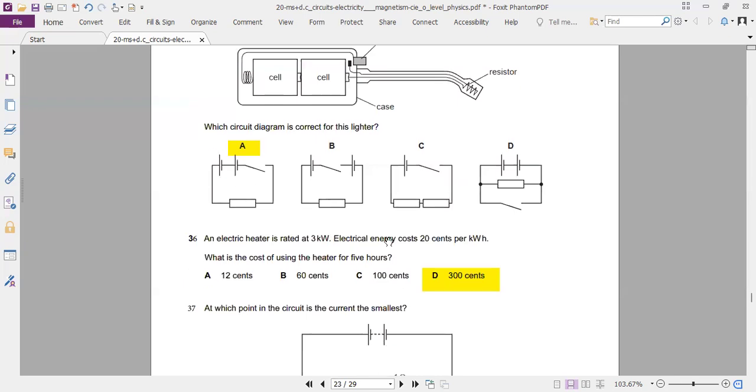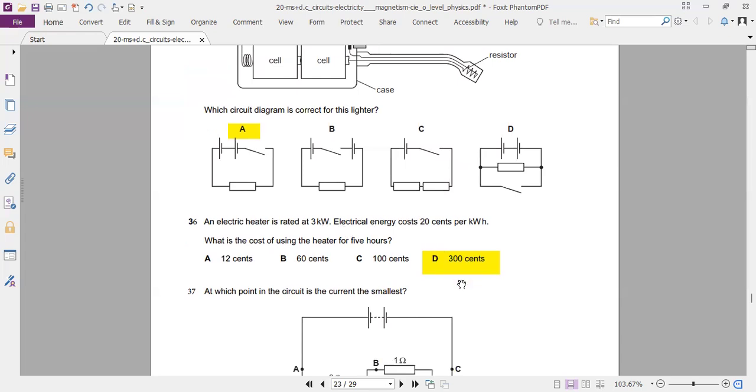3 kilowatts, energy 20 cents per kilowatt-hour, and used for 5 hours. Multiply 5 hours with 3 kilowatts to make kilowatt hours, that is 15 kilowatt hours. Multiply 15 with 20 cents to get 300 cents.